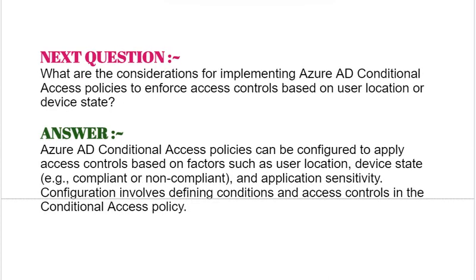Our next interview question is: what are the considerations for implementing Azure AD conditional access policies to enforce access controls based on user location or device state? Your answer should be: Azure AD conditional access policies can be configured to apply access controls based on factors such as user location, device state, for example, compliant or non-compliant, and application sensitivity. Configuration involves defining conditions and access controls in the conditional access policy.